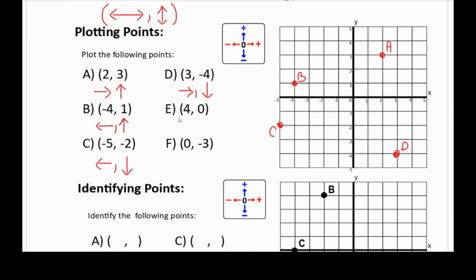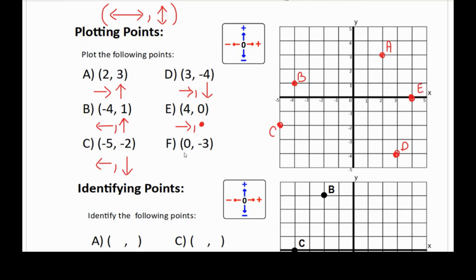And then for point letter E, 4 is positive, so I go to the right. And then the second number is 0. And since 0 is not positive nor negative, that means 0 means it stays there. So I'm just going to indicate that by just drawing the point there. So basically, I start at the origin, and I'm going to go 4 to the right, 1, 2, 3, 4, and I'm going to stay there. And I mark the letter E right there.